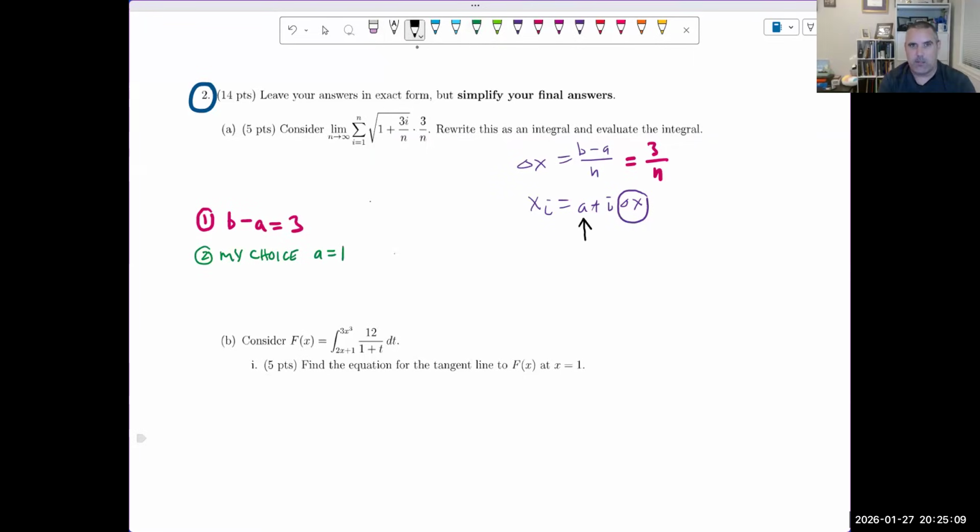The moment I do that, several things happen. If A is 1, what's B? Tell me in the chat. 4. Owen wins the speed prize.